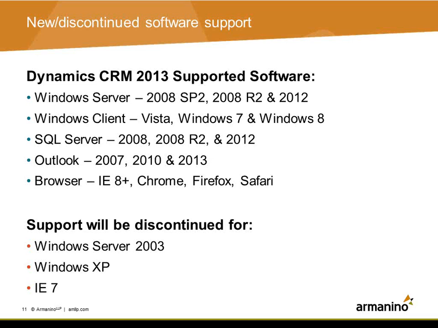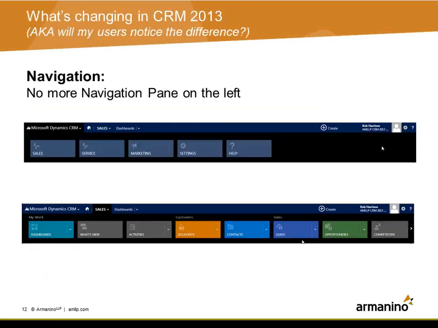For the on-premise, Windows Server 2003 is no longer supported. So if you're there and you want to upgrade to 2013, you're going to have to do something different. XP on the clients is no longer a supported OS, and IE7 is no longer in the supported family of browsers.